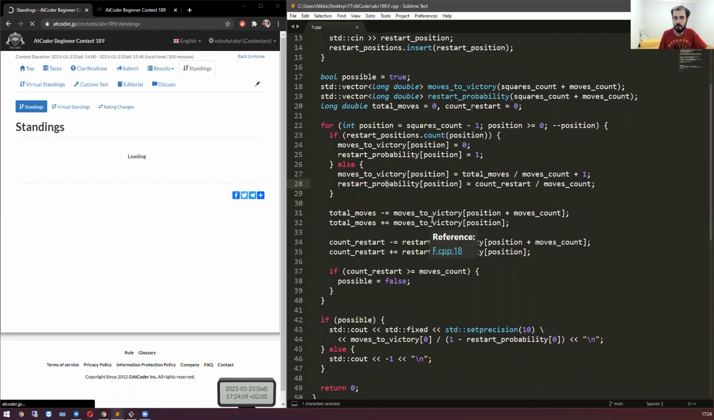So yeah, you just compute moves to victory and probability of restart.